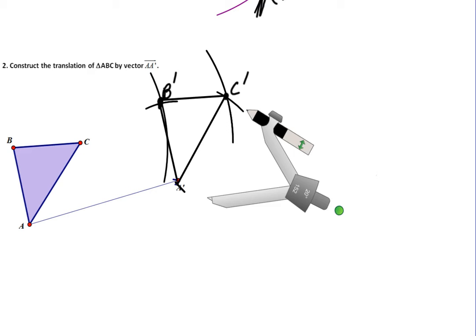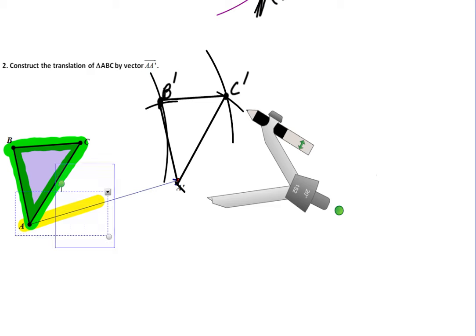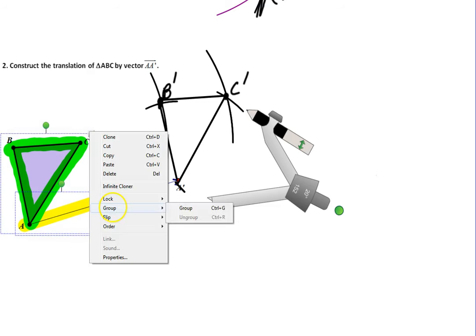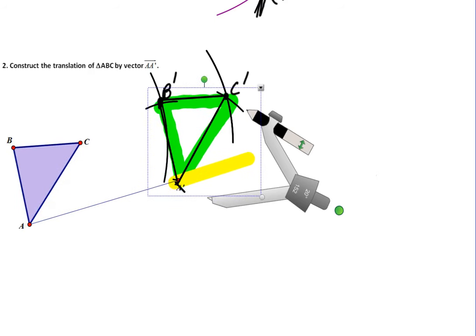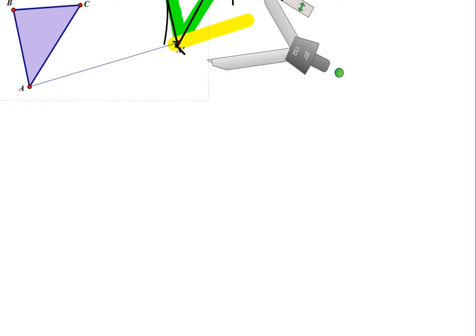All right, so again, let's test it. We'll trace it with patty paper. I'm going to trace a little bit of the vector line. Sorry, I have to set this up, group it. I'm going to slide this down the vector line, and it works pretty much exactly how it should. So there we go, we're done with that construction.